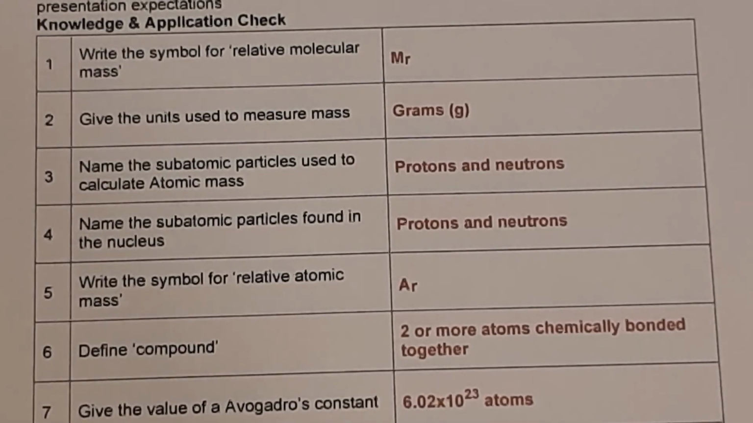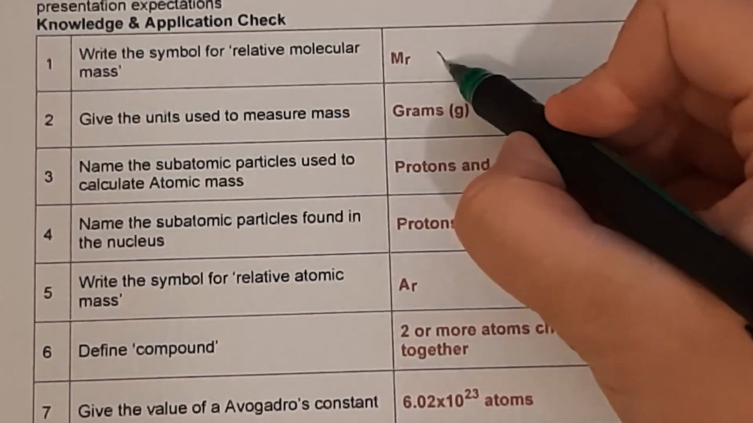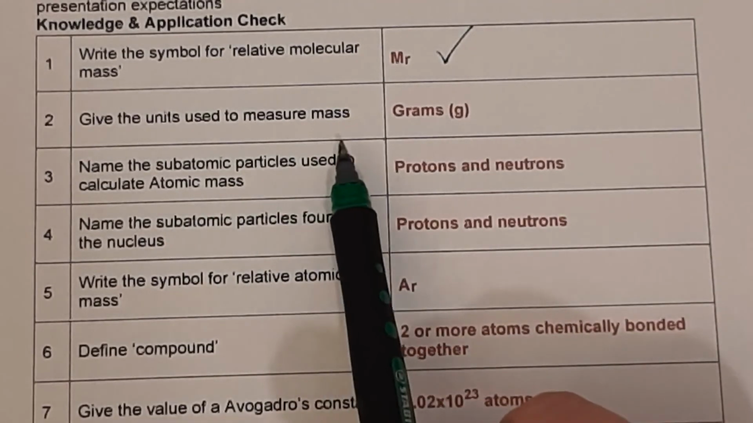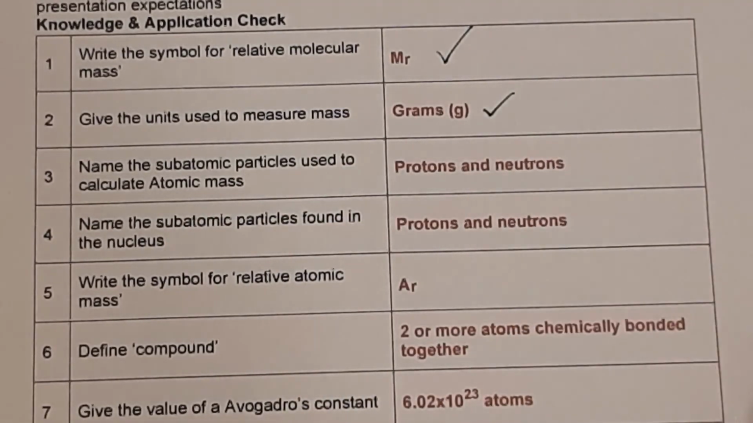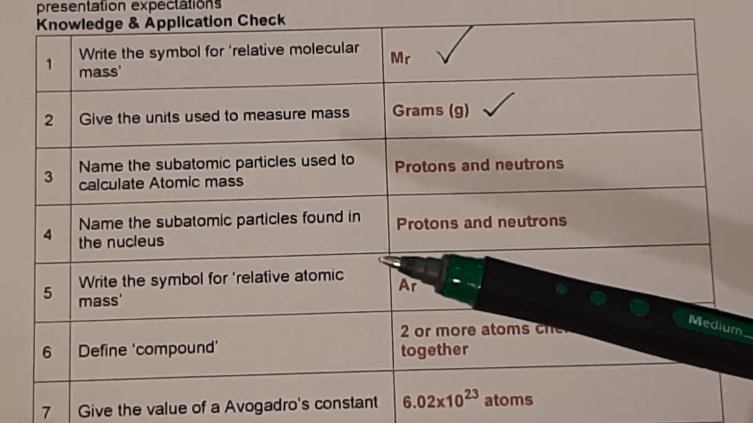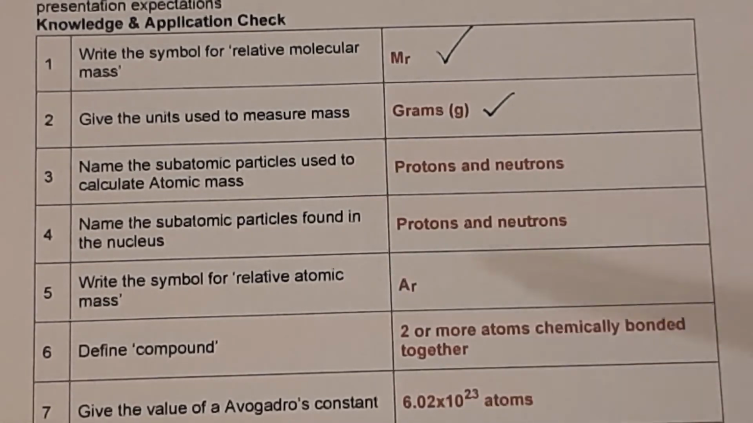Question 1, write the symbol for relative molecular mass. That is a capital M and a subscript lowercase r, not Mr, as I've explained already. Question 2, give the units used to measure mass, so that's grams, or a lowercase g. Make sure you're marking in a different coloured pen and that you add any corrections that you need.